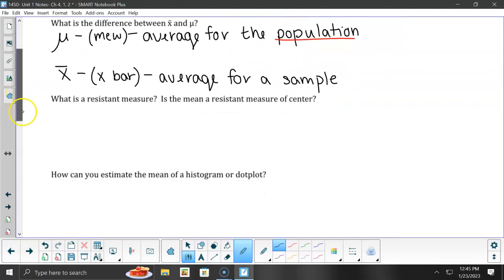So, what are resistant measures? Start with what a resistant measure is anyway. Okay, an example of resistant.